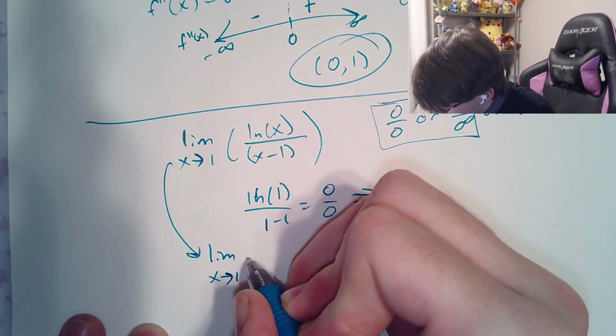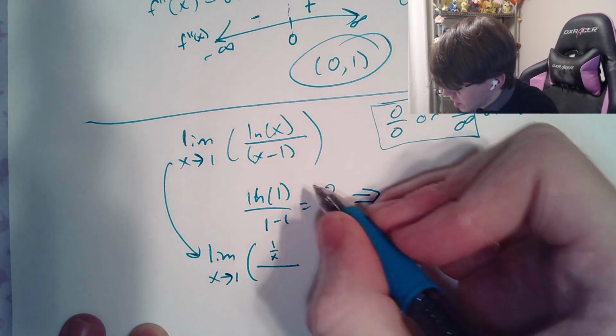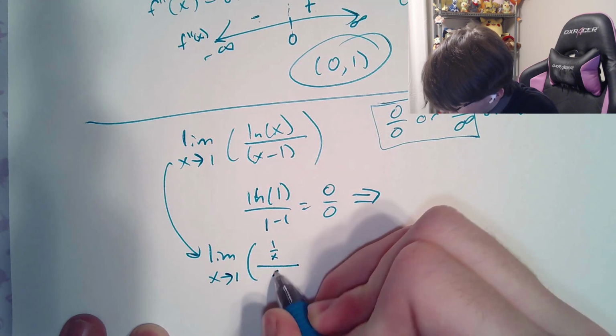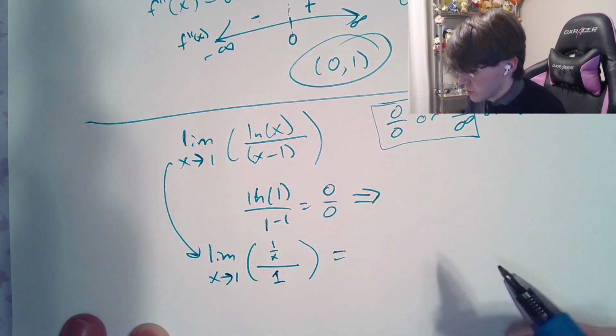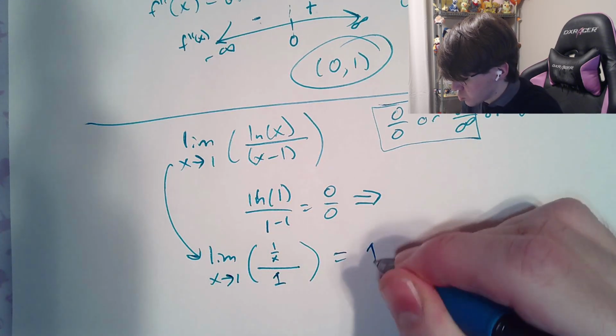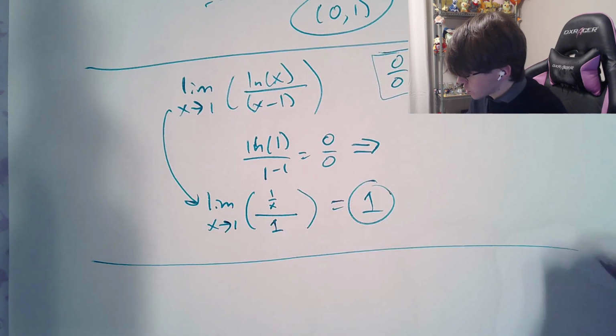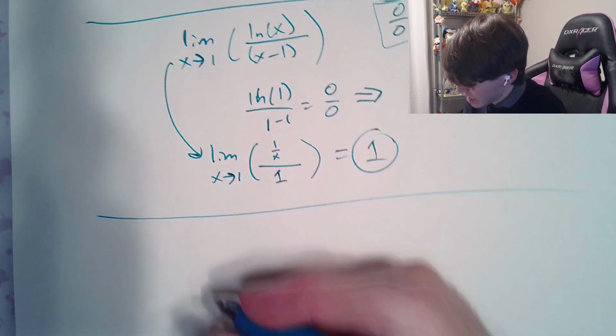It is the same as the limit as x goes to 1 of 1 over x, that's the derivative of ln of x, over 1, the derivative of x minus 1. So derivative of the top, derivative of the bottom, two separate things. And now I can plug 1 in, and it's trivially 1. Moving on to question number 16, exactly the same concept.